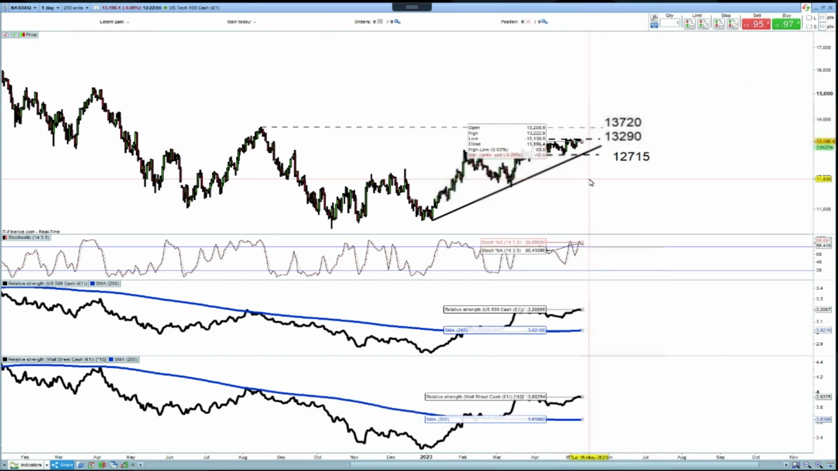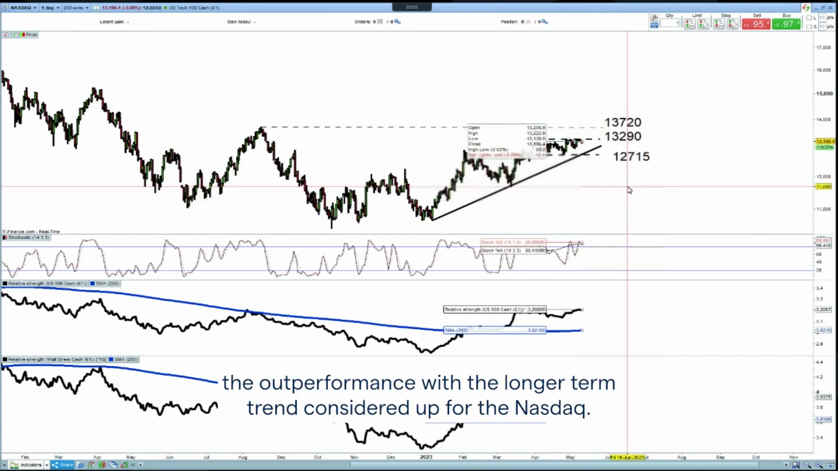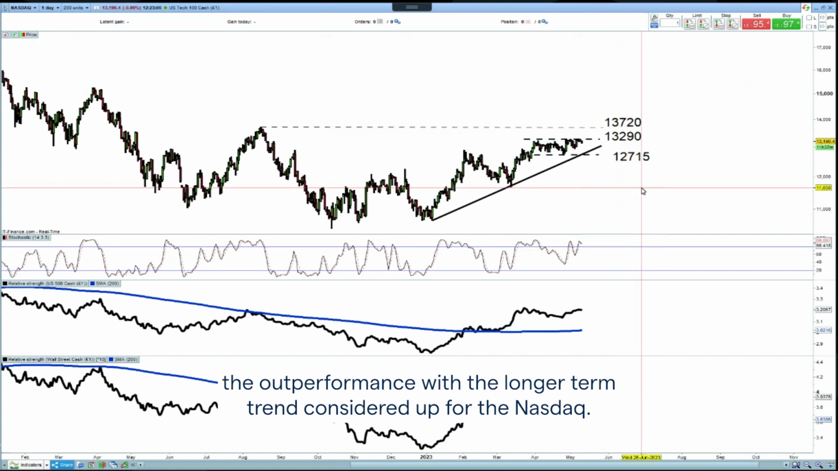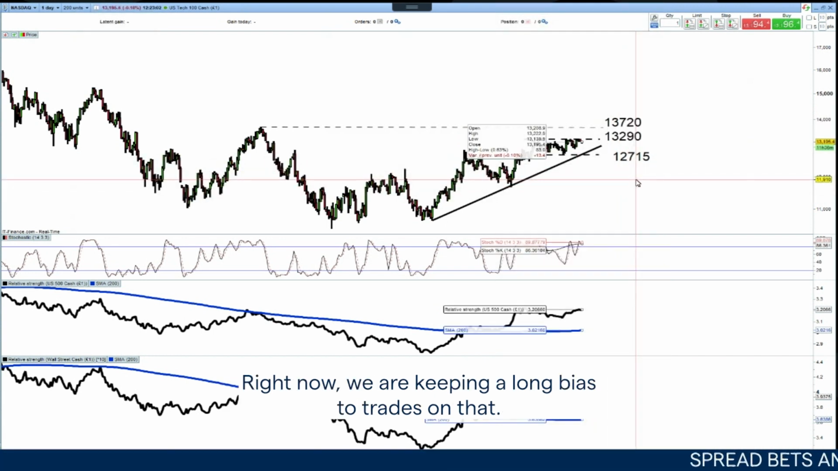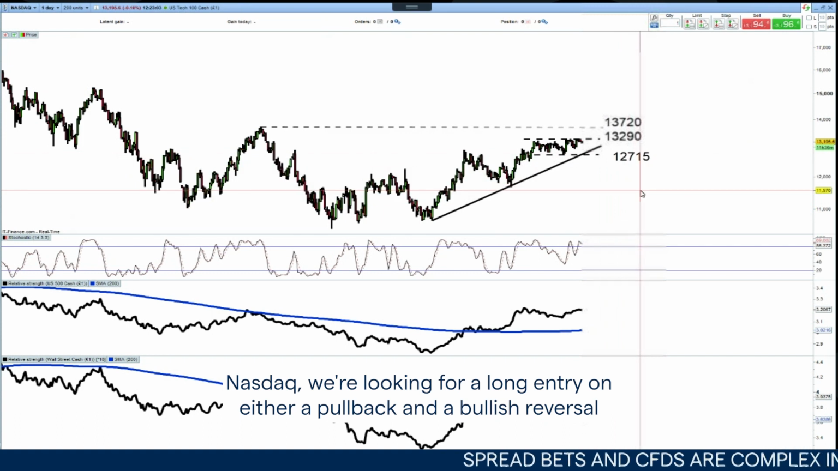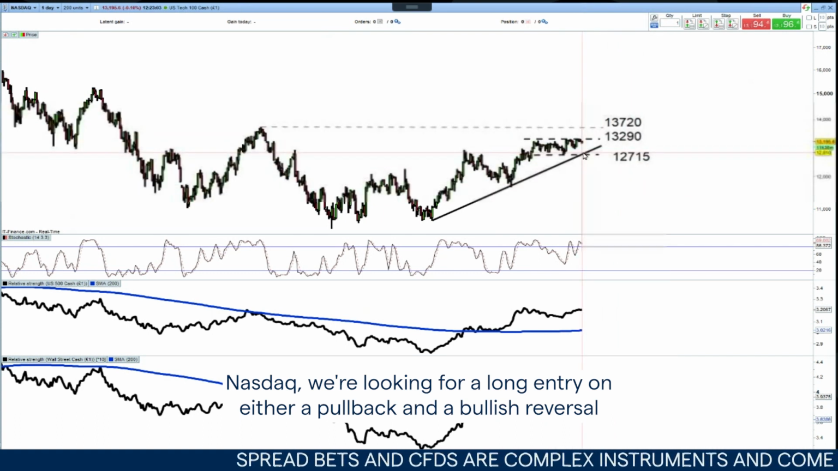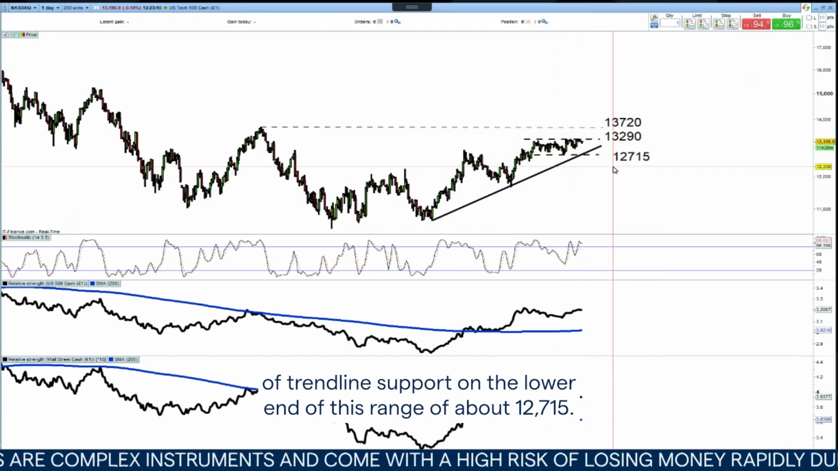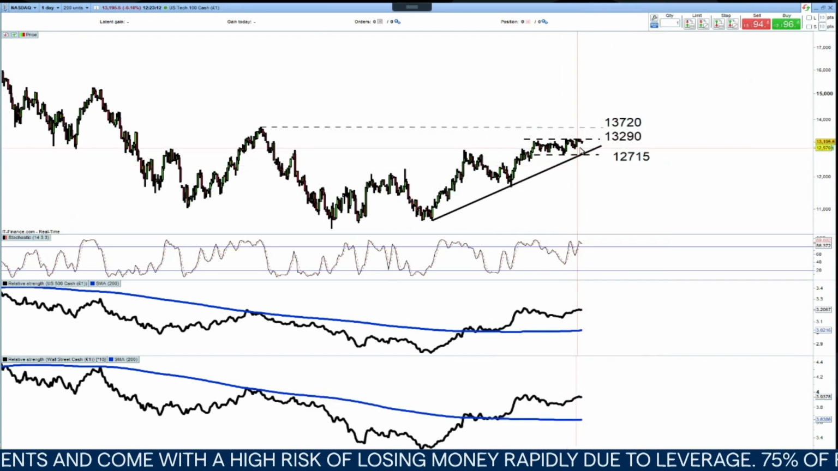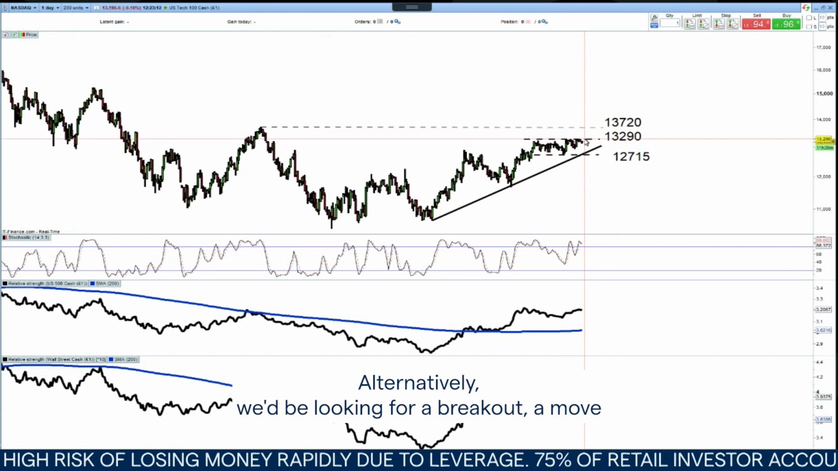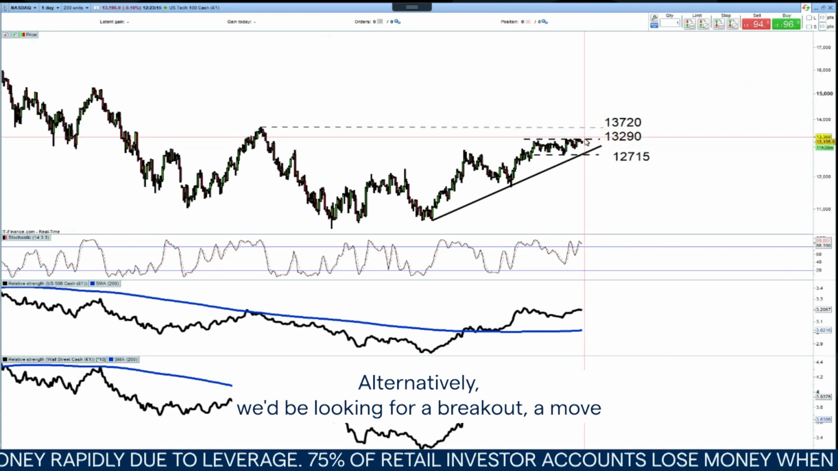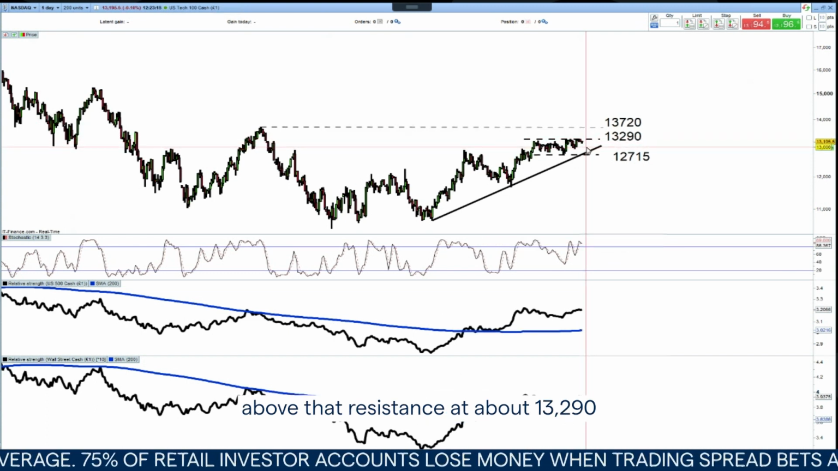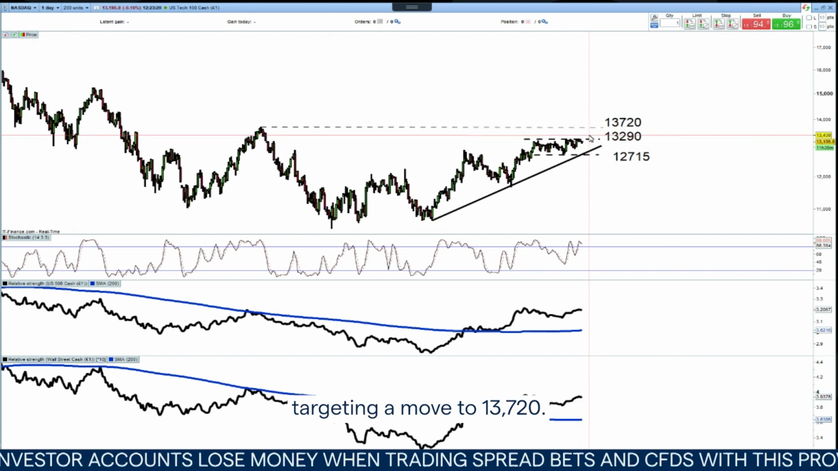And with the outperformance, with the longer term trend considered up for the Nasdaq right now, we are keeping a long bias to trades on that Nasdaq. We're looking for a long entry on either a pullback and a bullish reversal of trendline support, or the lower end of this range at about 12,715. Alternatively, we'd be looking for a breakout, a move above that resistance at about 13,290 before targeting a move to 13,720.